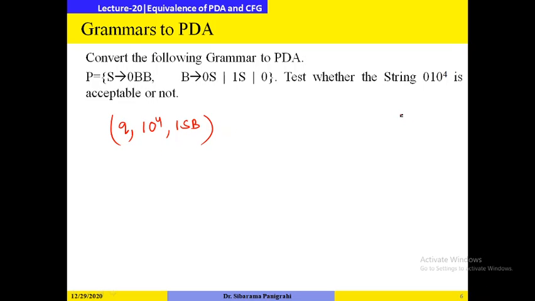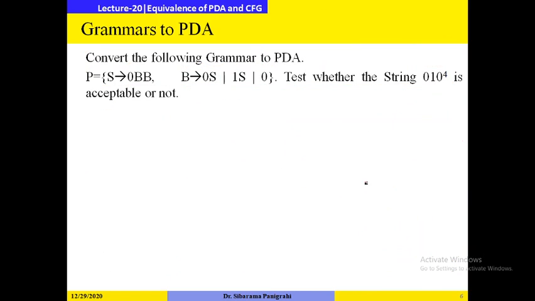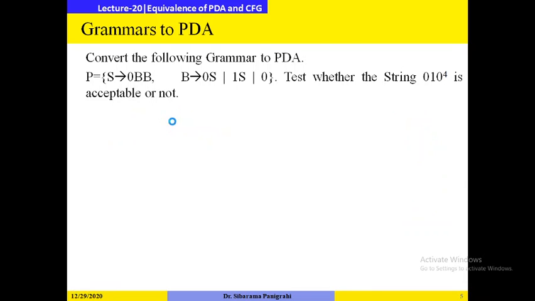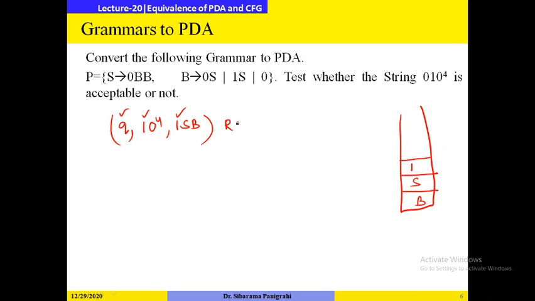What is the content of the stack? Let me see. It's 1SB, right? So now you see the input is 1 and at the top of the stack you have 1. Which production will you use? You will use rule 6, Q epsilon. By applying rule 6, we erase a 1 from the top of the stack. So we have erased this 1 from the top of the stack.